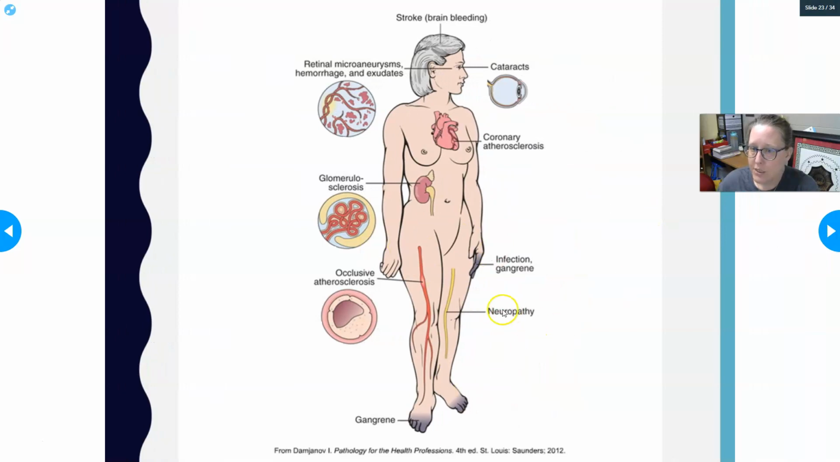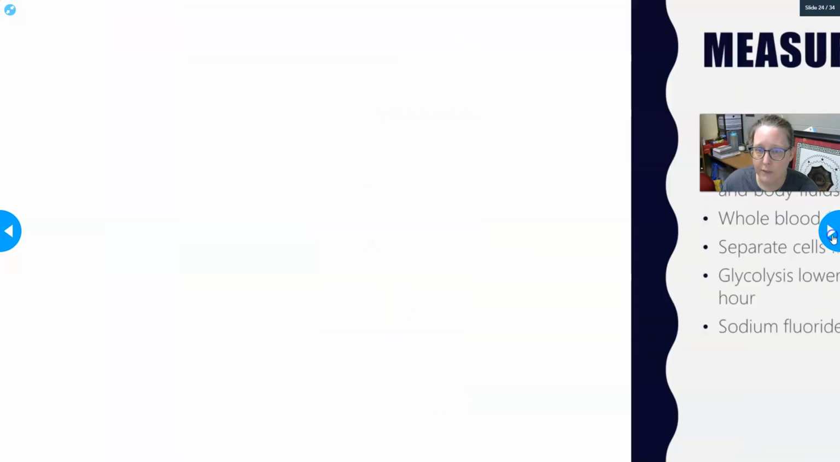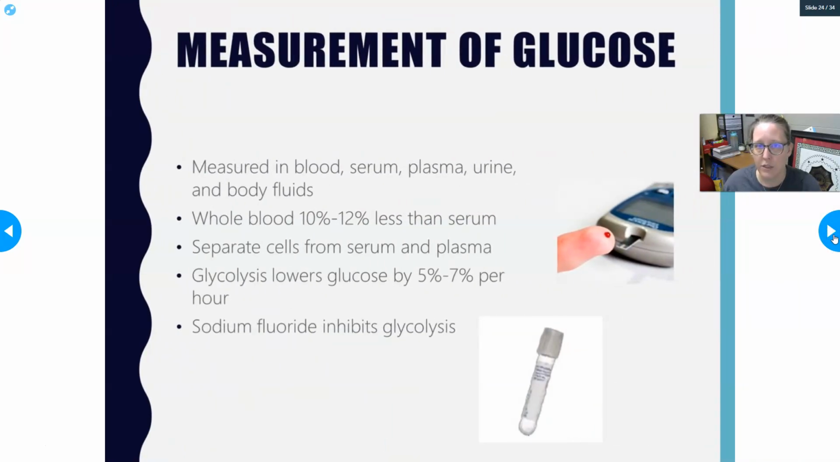So some of the complications of diabetes, again, stroke, cataracts, retinal microaneurysms, hemorrhage, and exudates, coronary atherosclerosis, glomerulosclerosis, occlusive atherosclerosis, infection, gangrene, and neuropathy are all common complications and side effects of having diabetes, especially if it's not well managed. So a little bit on the measurement of glucose.